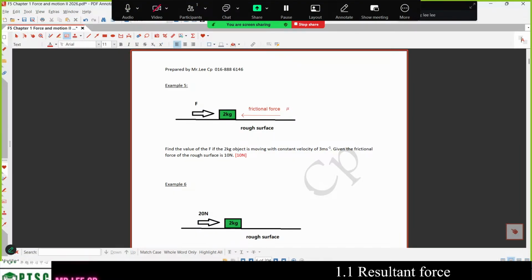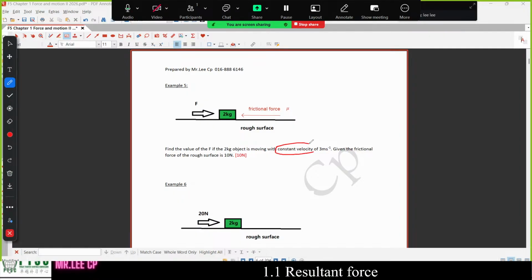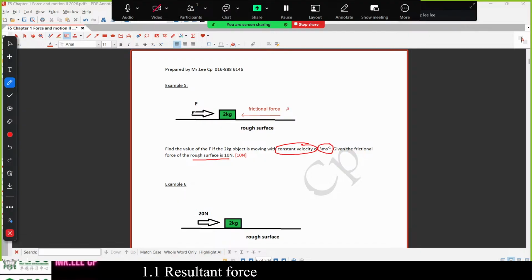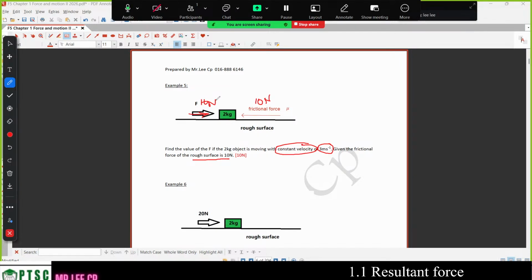Alright, so this kind of question. Next time when you see the object is at constant velocity, you have no need to work out the value. When it is constant velocity, they said the frictional force is 10, so the force here will be 10. Meaning that here it is 10, so here will be 10. Why? I will explain to you why later. I'll calculate it for you, but I want you to know when you see this kind of question.